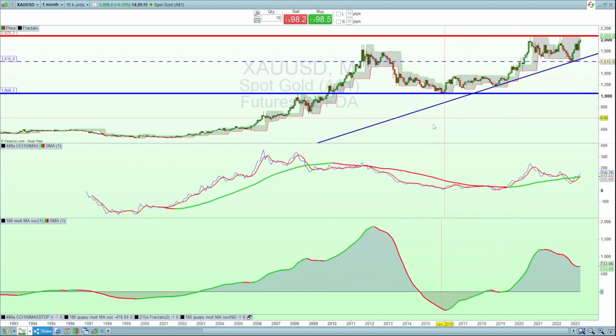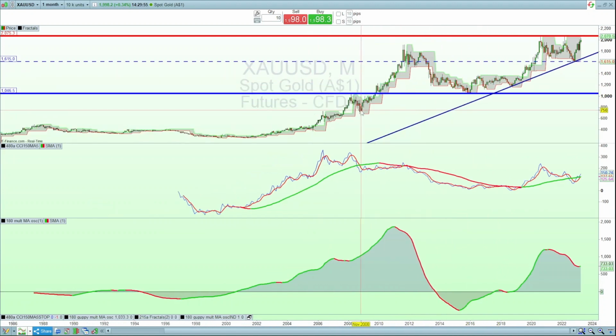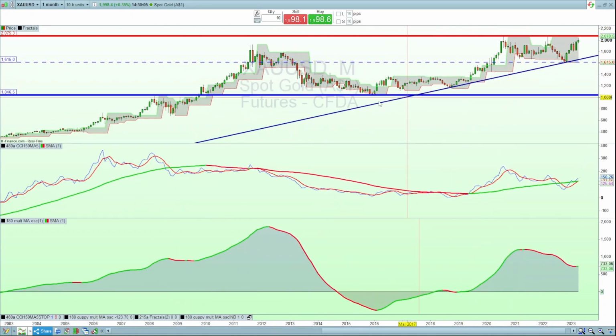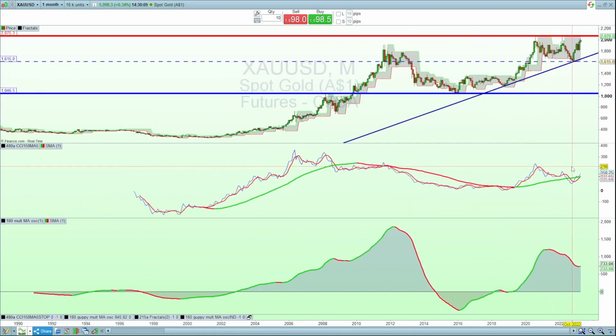First up, we've got the price chart, and I've got some fractals added to that price chart. You'll notice there's a key support area at 1046 and a resistance area at 2075, and this is on the monthly chart. I've also drawn this diagonal ascending trend line across those bottoms, just as a potential trend follower.